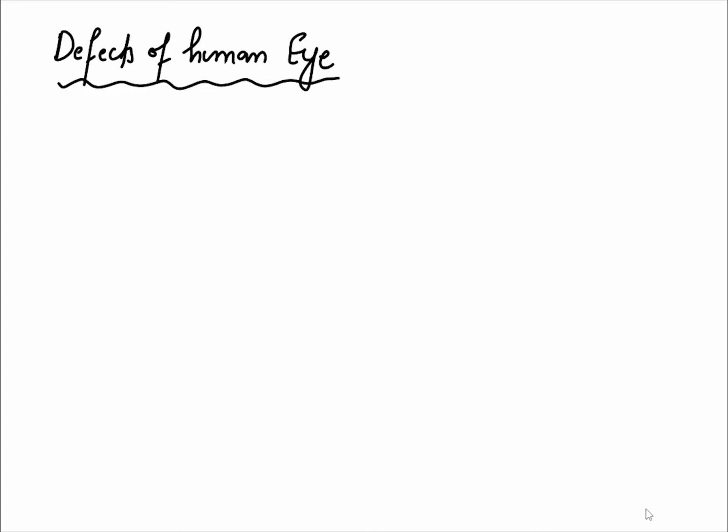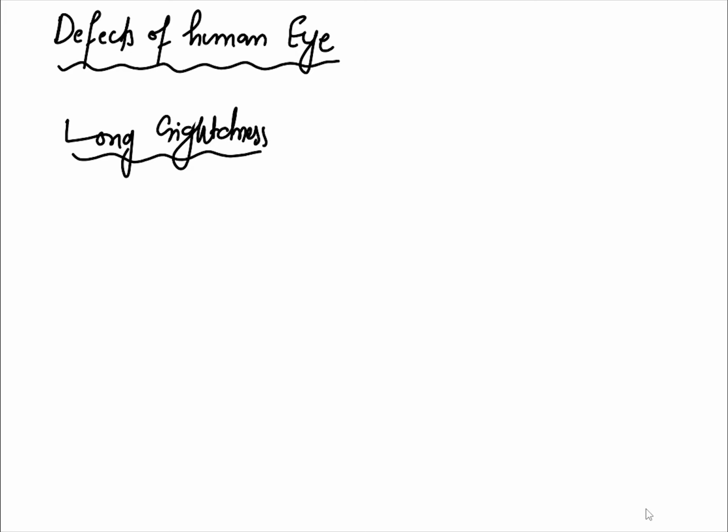Okay, so we're doing defects of the human eye. There are two defects. The first one is being long-sighted. Long-sightedness would mean that the person can easily see far objects, right? But he or she is unable to see the objects that are placed close to them.